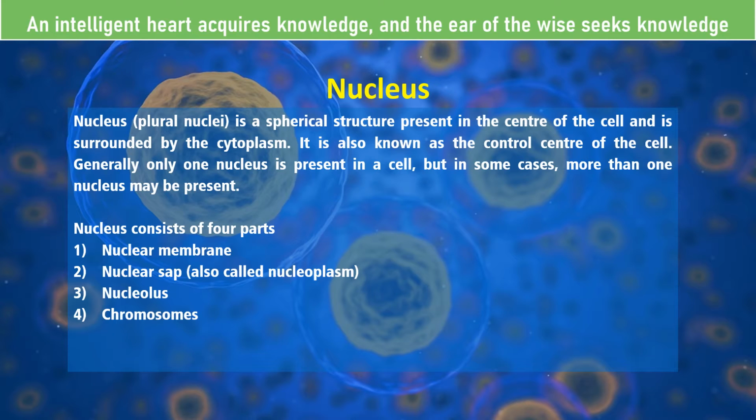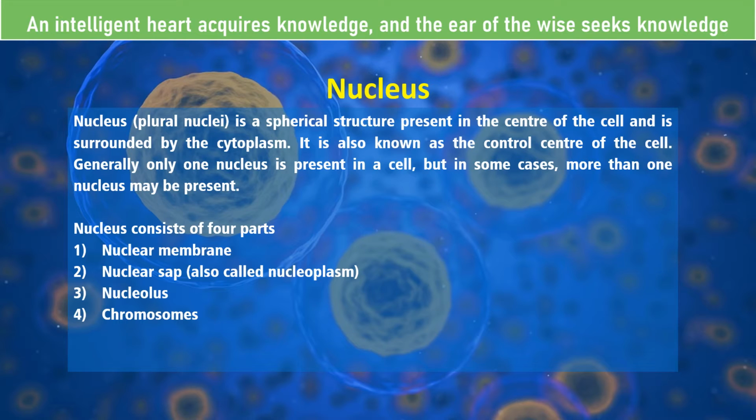Nucleus. In plural, when there are many, we call it nuclei. So nucleus is a spherical structure present in the center of the cell and is surrounded by the cytoplasm. In the previous part, we have understood about two things, cell membrane and cytoplasm. So this nucleus is surrounded by cytoplasm, and this nucleus is also known as the control center of the cell. All the things of the cell are controlled by this nucleus.